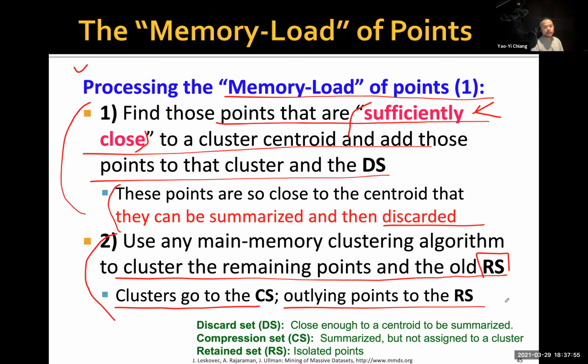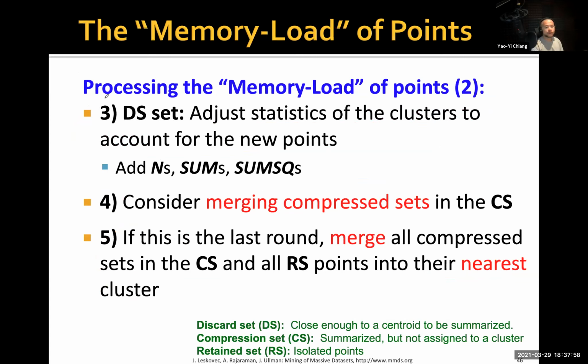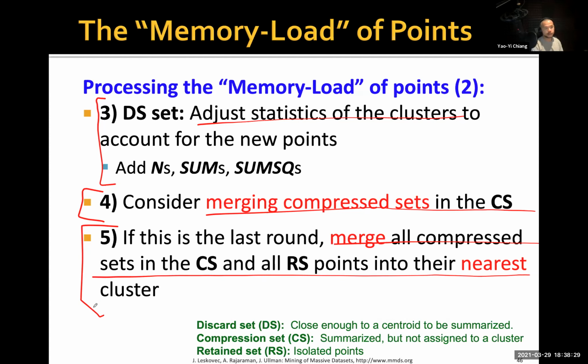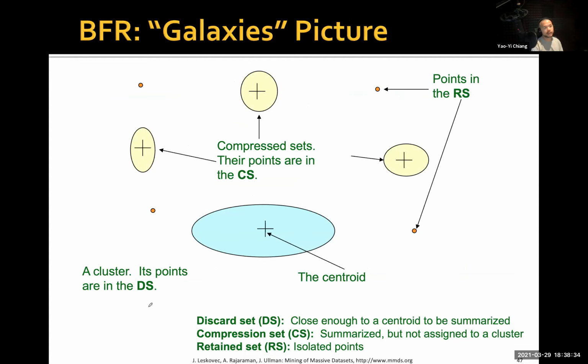The second part, with your DS set, you're going to adjust the statistics of the cluster because now you have assigned more points to the DS. So you have to update the sum, update the number of points in the cluster, and update the sum square. You are going to consider merging compressed sets if they are close enough, and we're going to talk about close enough. If this is the last round, you're going to merge all the compressed sets in the CS and all the RS into the nearest cluster, and you are done. So again, it looks like this.